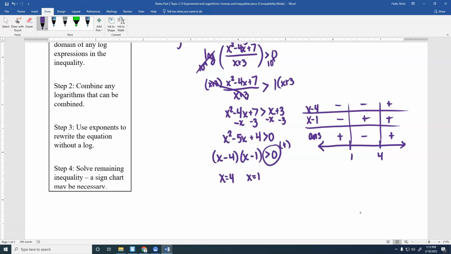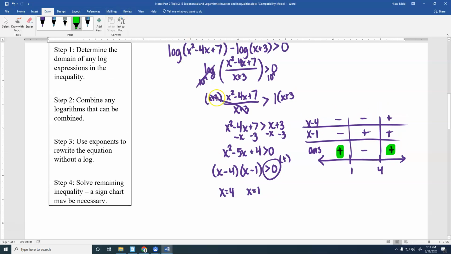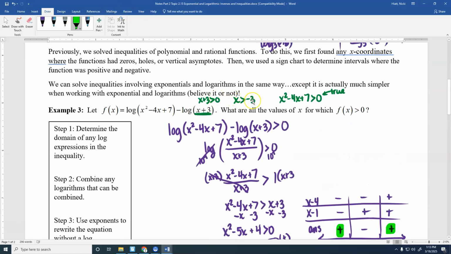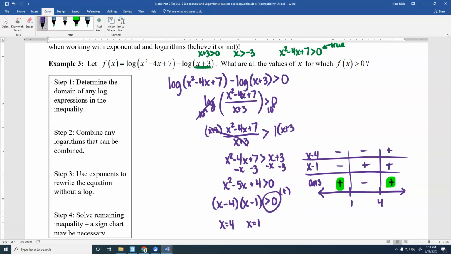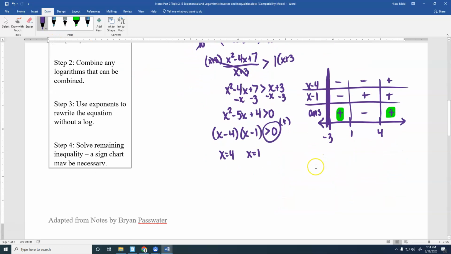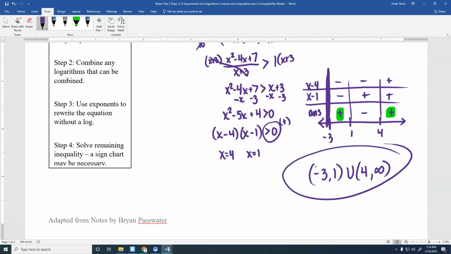What are my answers, positives or negatives? They are positives, but you do have to be careful about what we were looking at the very beginning. X has to be greater than negative 3. So right here at negative 3, I can't go past negative 3, right? Because if I do, I'm going to get negatives in that log, and it's going to give me an invalid answer. So for this first piece, I need to do negative 3 to 1, and then the other piece will be 4 to infinity. Those will be my answers there.